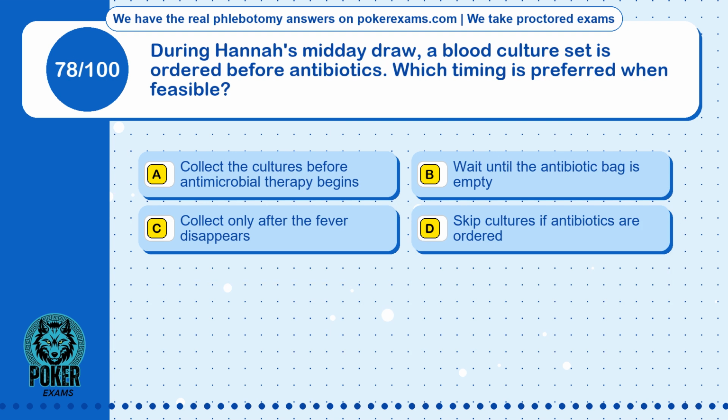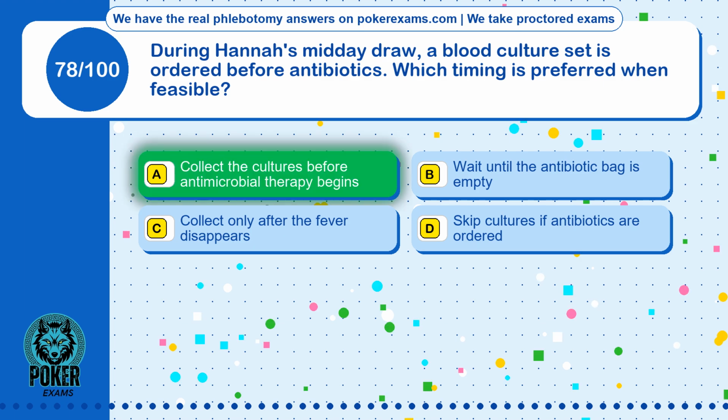Question 78. During Hannah's midday draw, a blood culture set is ordered before antibiotics. Which timing is preferred when feasible? Option A. Collect the cultures before antimicrobial therapy begins. Option B. Wait until the antibiotic bag is empty. Option C. Collect only after the fever disappears. Option D. Skip cultures if antibiotics are ordered.